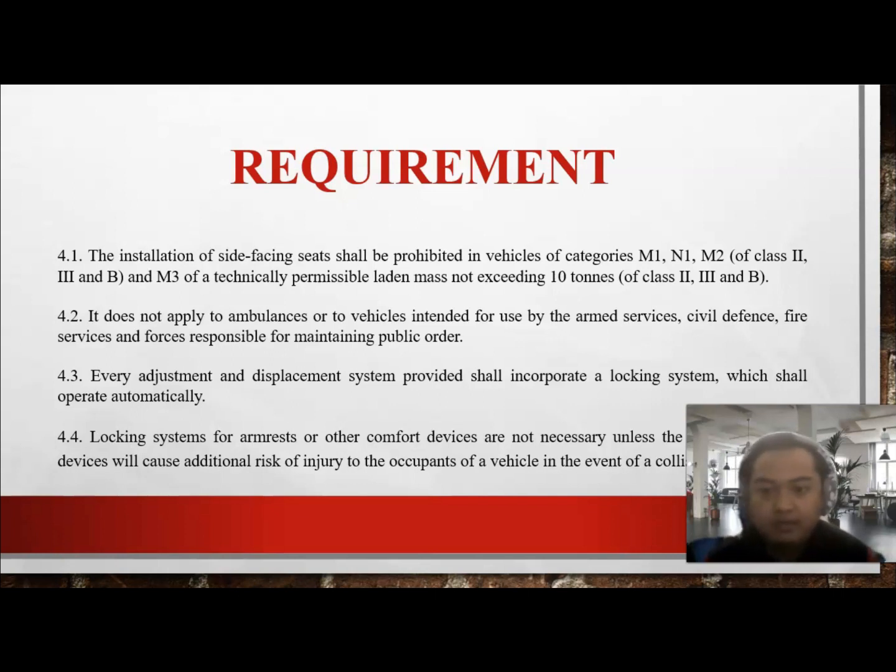Every adjustment and displacement system provided shall incorporate a locking system which shall operate automatically. Locking system for armrest or other comfort device is not necessary unless the presence of such device will cause additional risk of injury to the occupant of a vehicle in the event of collision.